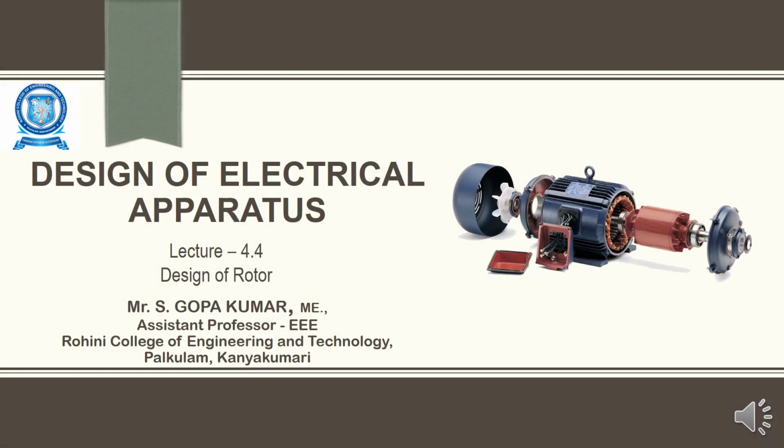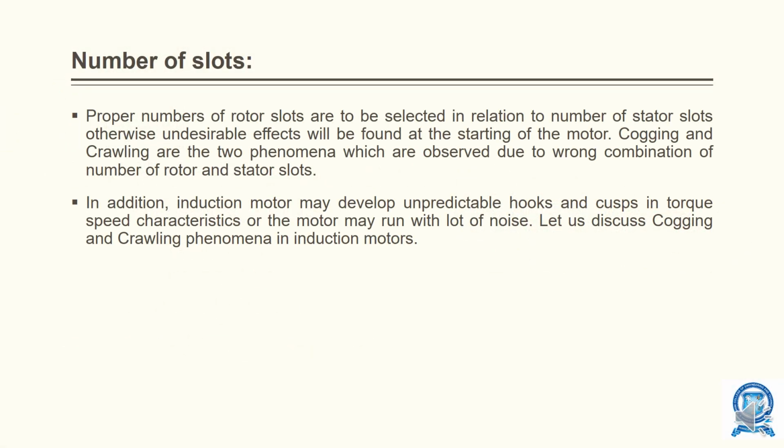Welcome you all. In this session, we are going to discuss in detail the designing procedure of rotor in induction machine. In induction machine, we know that there are two types of rotor. One is squirrel cage rotor and the second type is slip ring or wound rotor. So now we are going to discuss in detail how to design squirrel cage rotor.